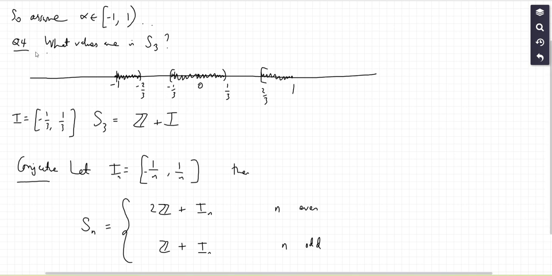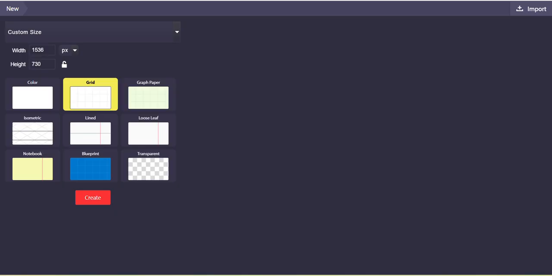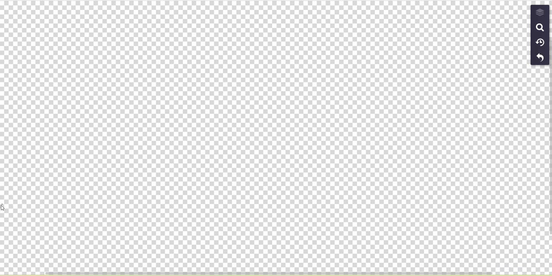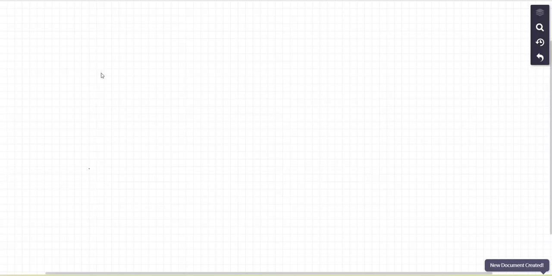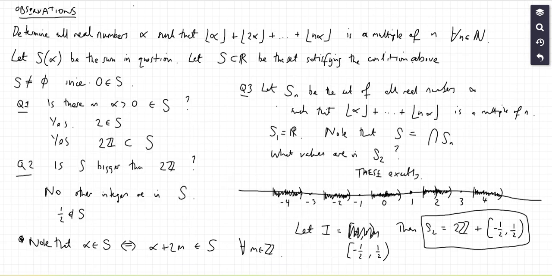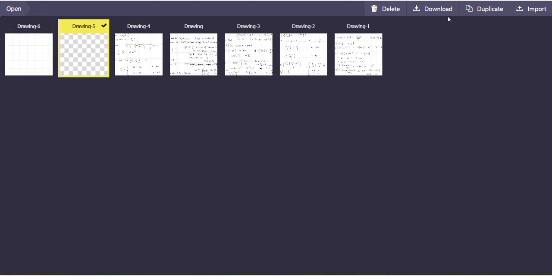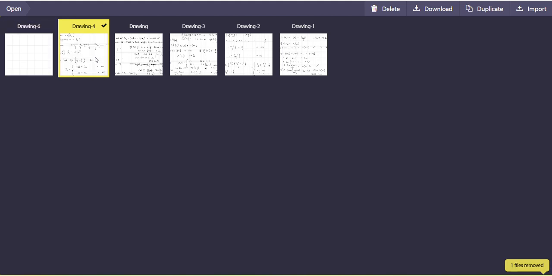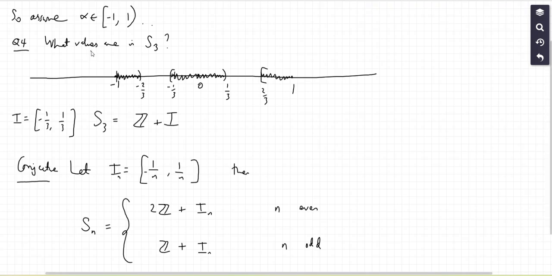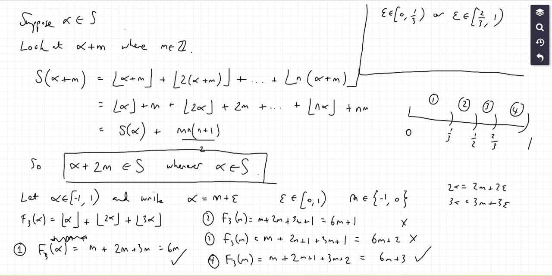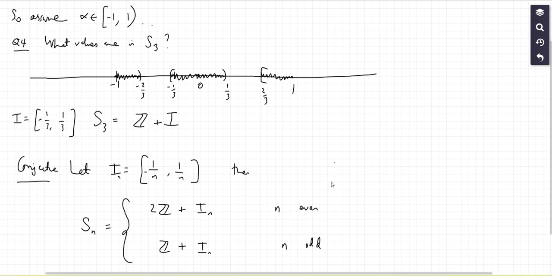But what I thought we could try and do instead is, I'll just sort the pages of work that I've done. I'll get rid of this page. This is just rough work that basically shows the situation for S3, and we'll replace this with a blank bit of paper. Okay, and now we can carry on with our observations.